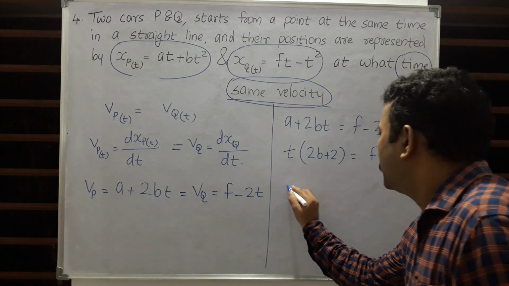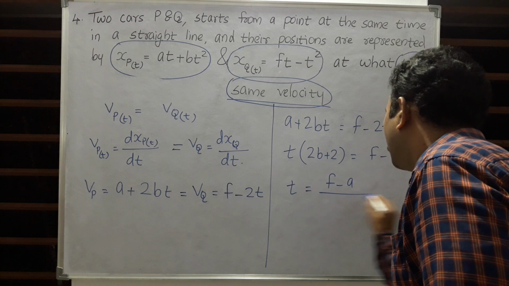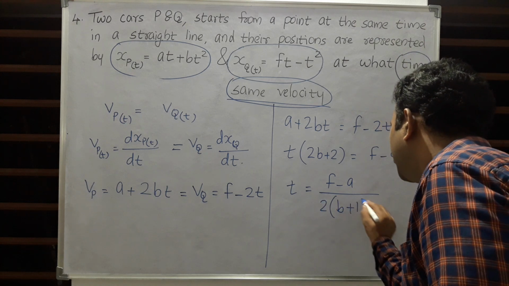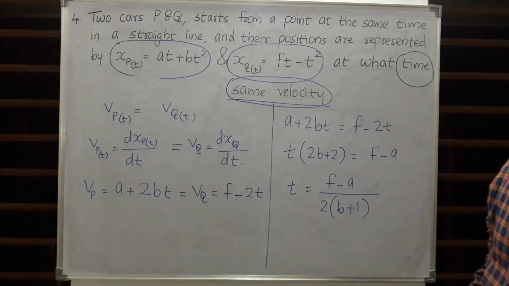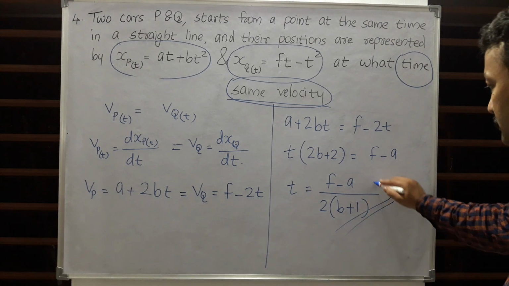Write the expression for t. T becomes f minus a divided by, so we can take 2 outside, 2 into b plus 1, or 2 into 1 plus b, whatever is given in the expression. That's the solution.